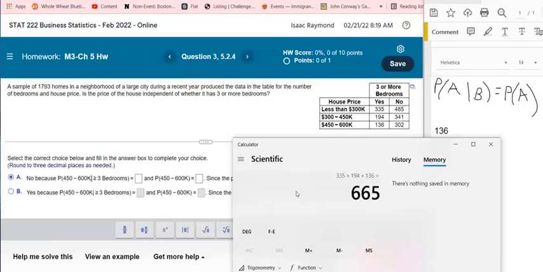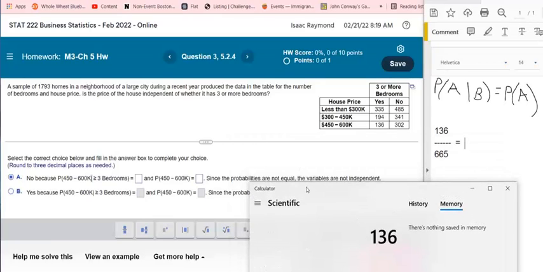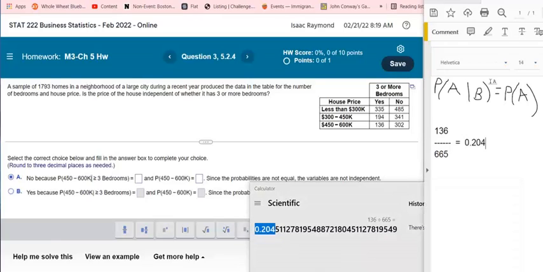Okay, so we divide those. That's 0.2045. So they want the third decimal place, so we're going to say 0.205. Okay, that's the first probability.